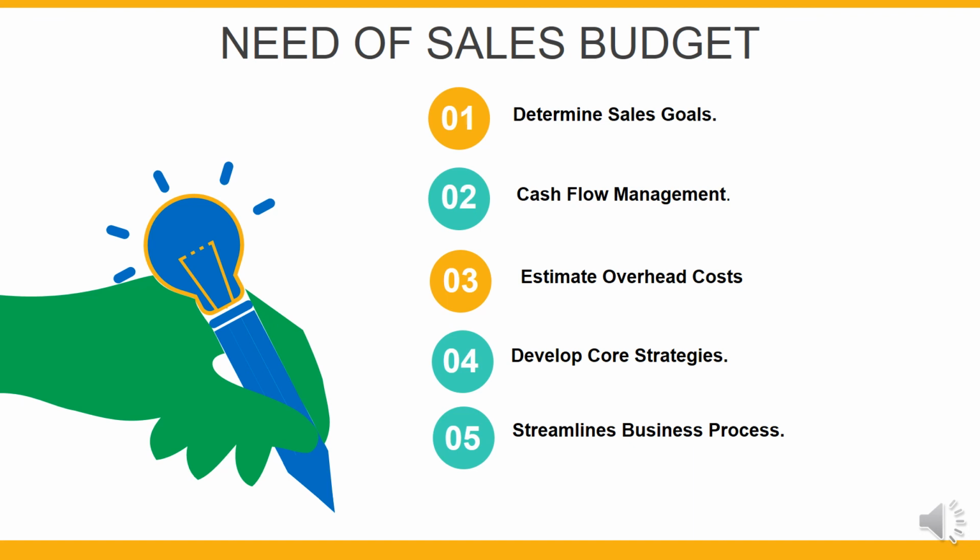Number 4, develop core strategies. A sales budget provides a base for action to the managers. The managers frame their strategies and utilize the resources to attain the desired sales goals or objectives. And the last one is streamline business process. All the business activities like production of goods or services, financing the operations, engaging the human resource and marketing activities depend on the prepared sales estimate.